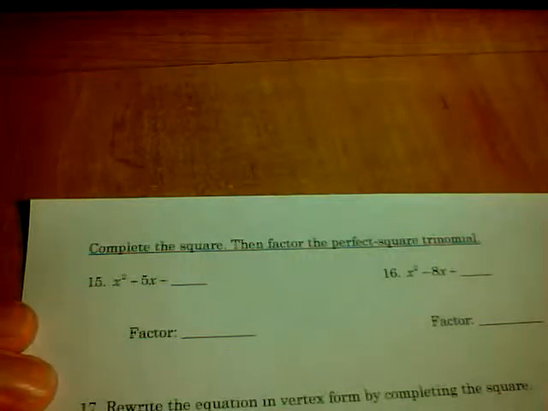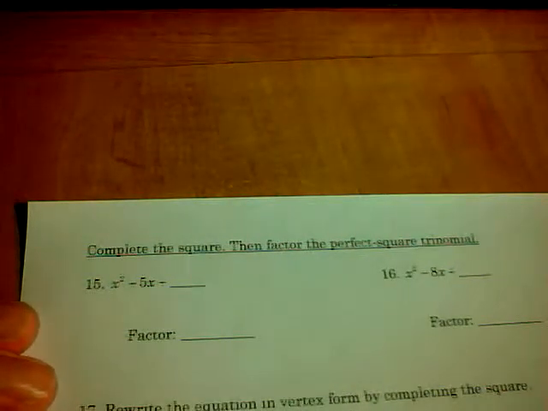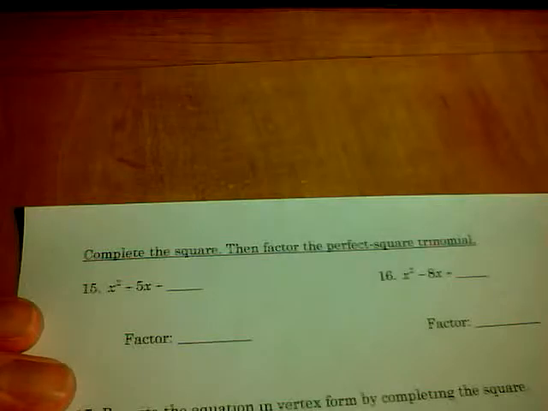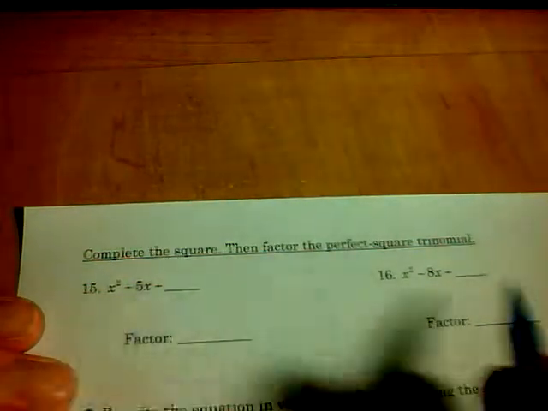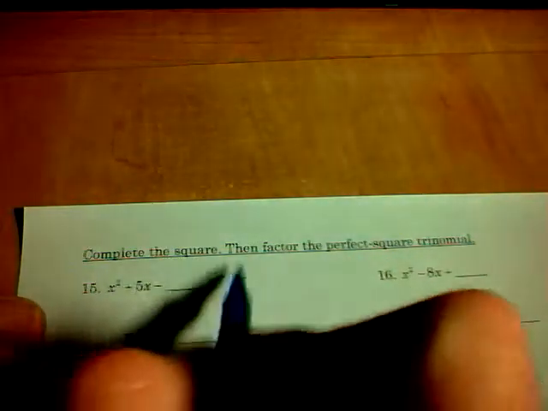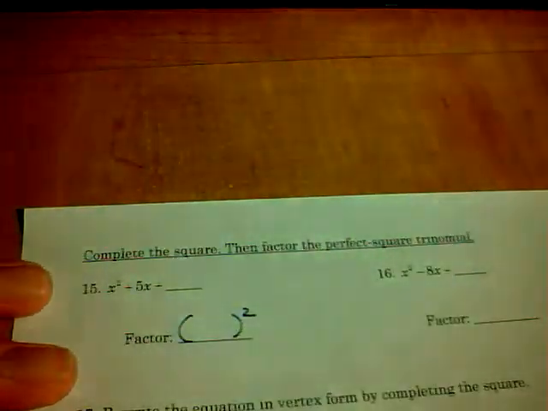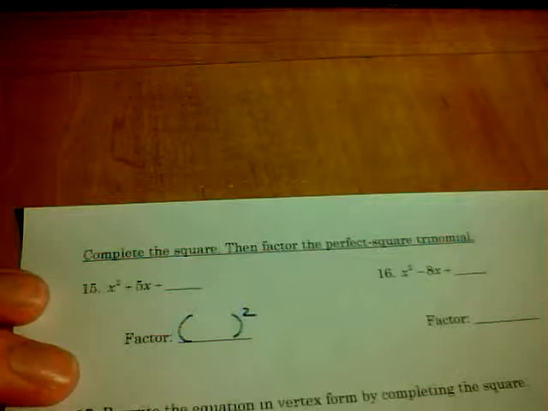Okay, we're going to get a little bit more practice here in question 15 and 16 with the process of completing the square. So on question 15 and 16, all we really want you to do is come up with this third term and then show how it factors. And again, it's going to factor into a binomial times itself.